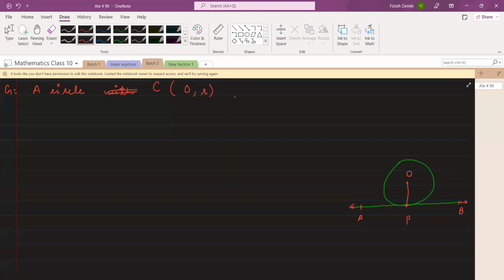So a circle is given and a tangent AB at point P is given. So you have to prove that they both are perpendicular to each other. So to prove that OP is perpendicular on AB.